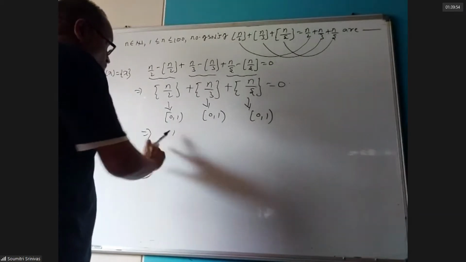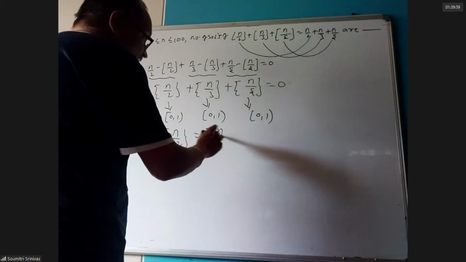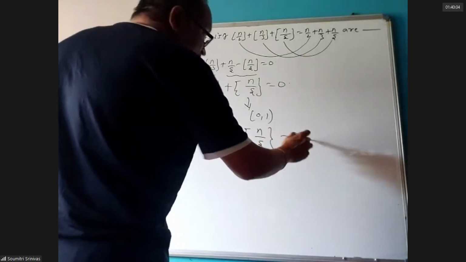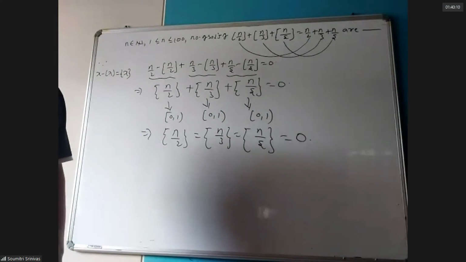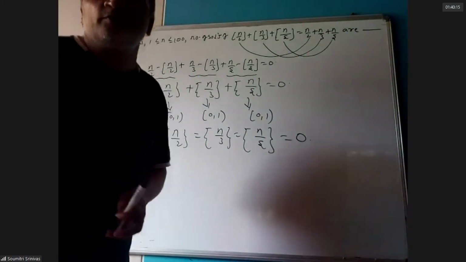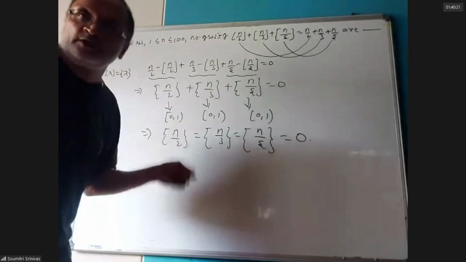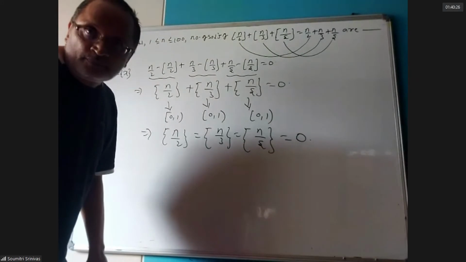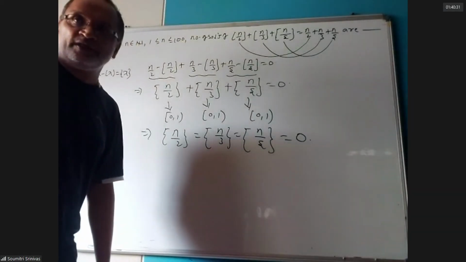Therefore, what should happen? Fractional part of n by 2, fractional part of n by 3, and fractional part of n by 5 should all become 0. When will all the 3 become 0 at a time? That means what should n be? It is a natural number, man. It starts from 1, not 0.